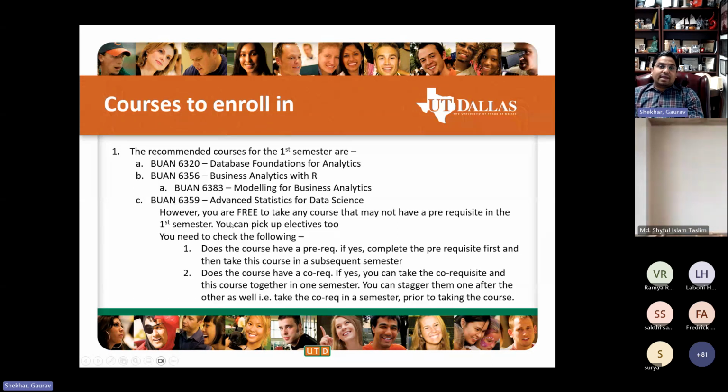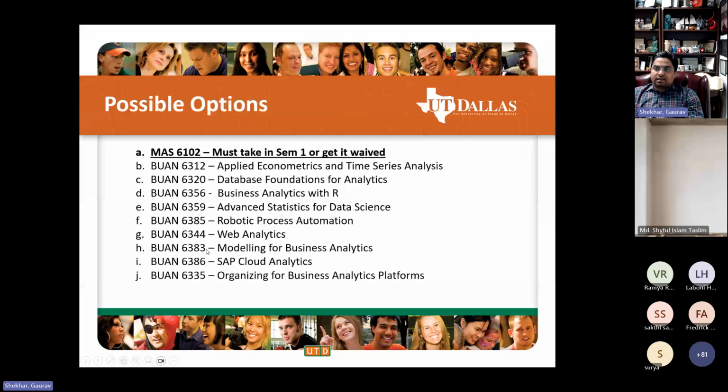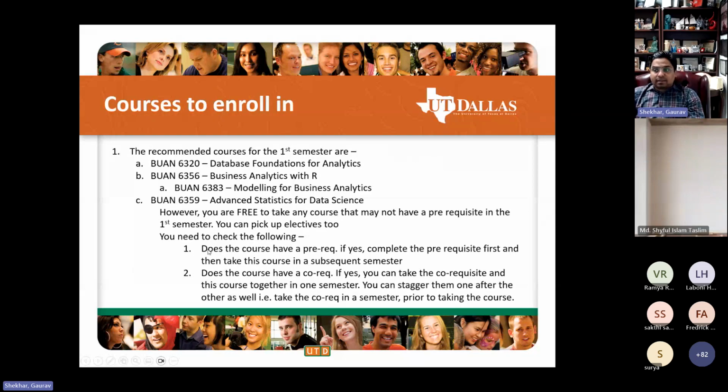Now, you can take any other course that doesn't have a prereq in your very first semester. It's up to you how you want to go about it. But do check if the course has a prereq, then it has to be completed in a semester prior. If the course has a corequisite, which means you can take your core course and your advanced course together concurrently, so just stagger it, think of your prereqs and then take your advanced courses accordingly.